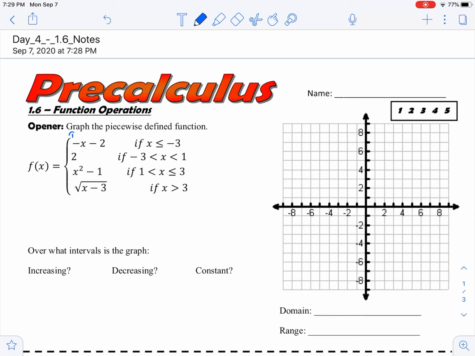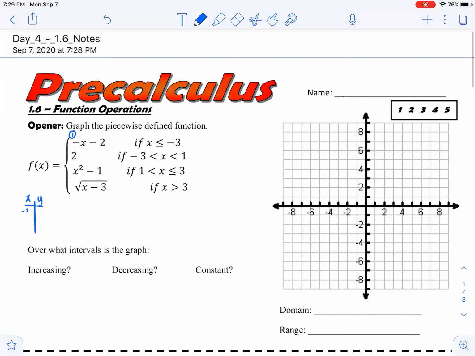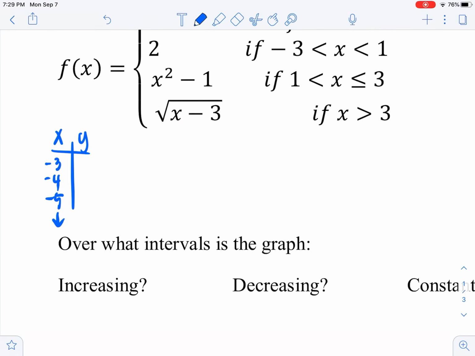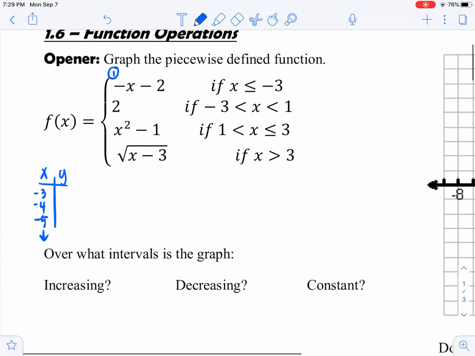Okay, so I have 4 pieces. Let's start with this first piece. Make my table of values, x, y here. So I'm plugging in x values less than or equal to -3. So I'm going to do -3, less than -3 is -4, -5, and I could keep going. I'm going to put an arrow there. If I need to plug in more, I will, but the arrow tells me that there's going to be an arrow on the end either way.